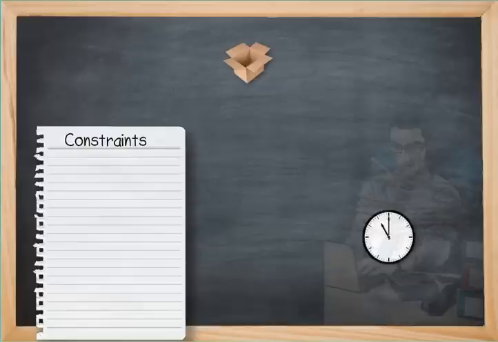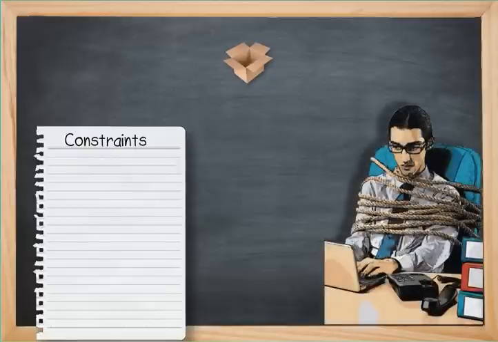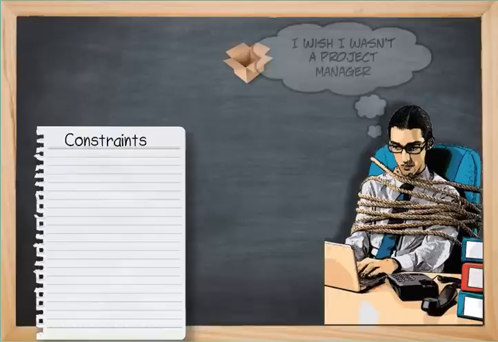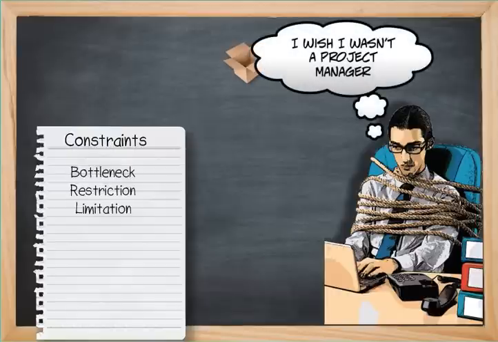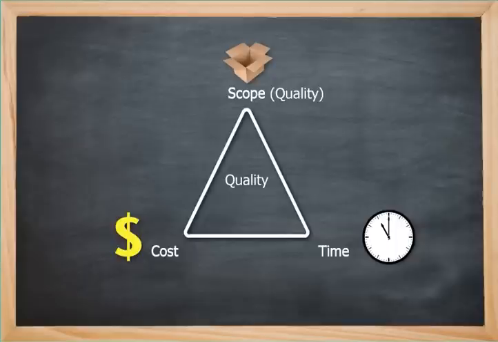The constraint term is used throughout project management. So let's define it. As you can see, this fellow on the right-hand side, kind of roped up, heavily constrained. But the constraint is basically a bottleneck, could be viewed as a restriction or a limitation. We're back to those symbols that we'd used before. The triple constraint is typically shown as a triangle, where visualization is pretty important to understanding this concept.